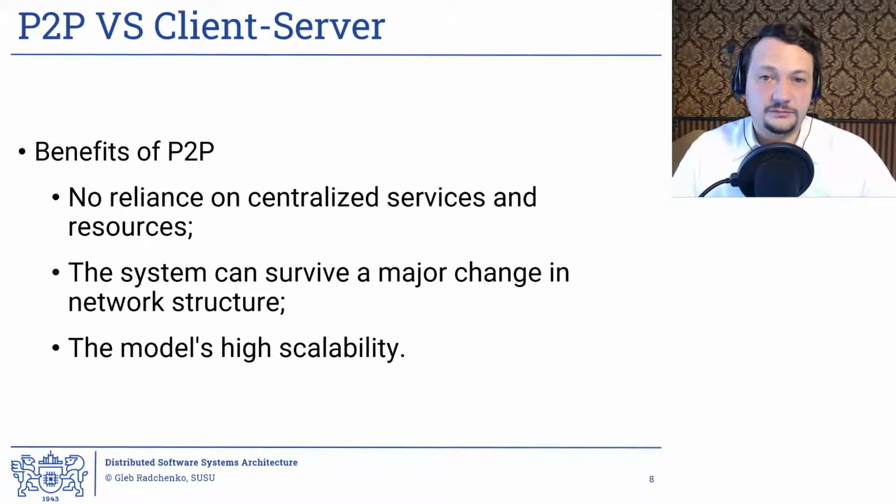So what are the benefits of a peer-to-peer system? First, in a peer-to-peer system, there is no reliance on centralized services and resources. All services and resources are distributed in the network. Second, the system can survive a major change in the network structure. As I said, in a peer-to-peer system, everything is temporal. Our nodes can go in and go out. The lifetime of the node, we do not manage it. So when we create an algorithm to work in a peer-to-peer system, it should take into account that each of the nodes can be in or out at any time. And a peer-to-peer system is a highly scalable solution.